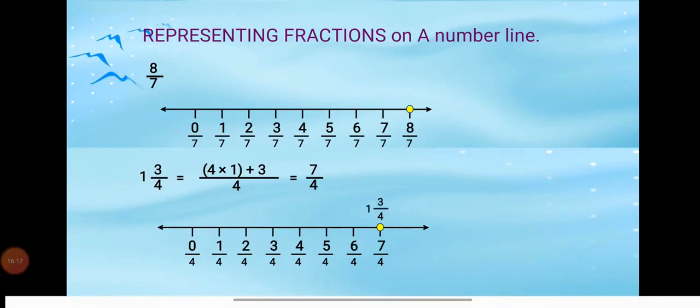Now this 7 by 4, we will mark it as per the question because the question was in a mixed fraction. So we will denote 7 by 4 as 1, 3 upon 4. This is how we are going to represent a mixed fraction on a number line. Let us move ahead.